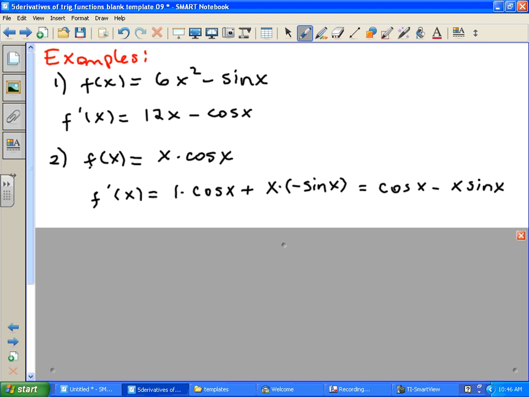Now, what if I have 7 times cosine x? What is the derivative of 7 times cosine x? Let me write it here.